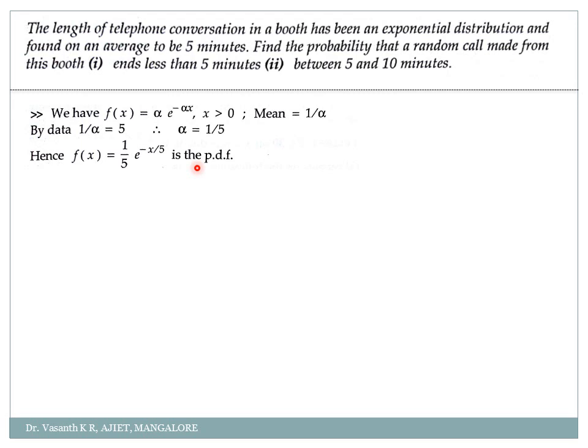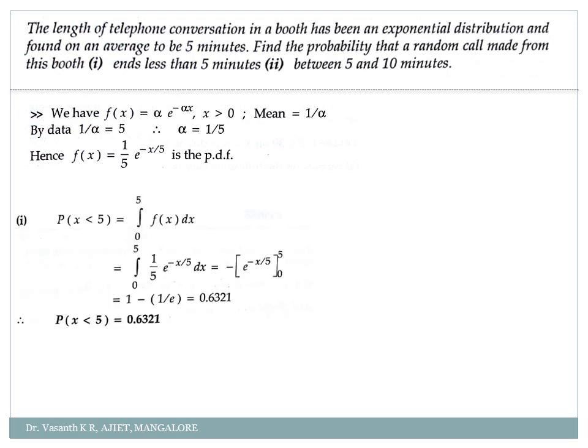Ends less than 5 minutes. So what will you take? What will be the limits, the integral limits? It will be from 0, means the 0th minute, up to which minute? Maximum 5 minutes. So 0 to 5. Second one, between 5 to 10 minutes. So what will you take? From 5 up to 10.